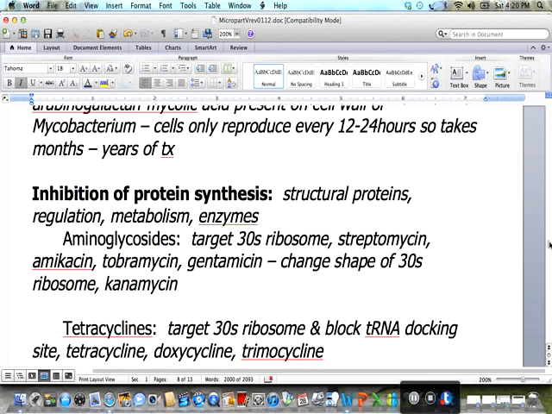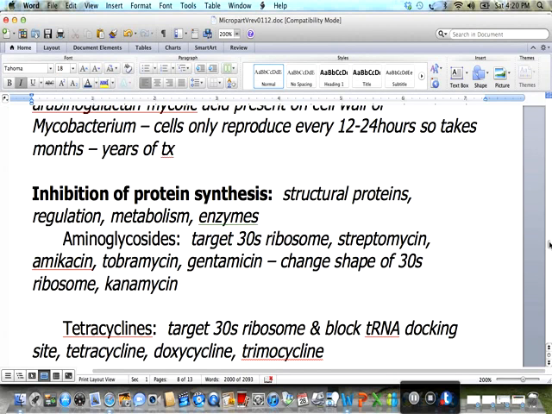Drugs that inhibit protein synthesis can interfere with the formation of structural proteins, cell regulation, metabolism, and the formation of enzymes. The aminoglycosides target the 30S ribosome, which is only in prokaryotes. Some examples include streptomycin, amikacin, tobramycin, gentamicin. Kanamycin changes the shape of the 30S ribosome.